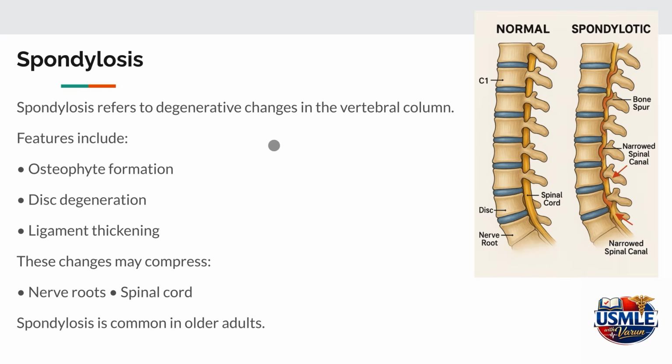Spondylosis refers to degenerative changes in the vertebral column. These changes include disc degeneration, osteophyte formation, and thickening of spinal ligaments. These structural changes can compress the nerve roots or the spinal cord and can lead to neurological symptoms.